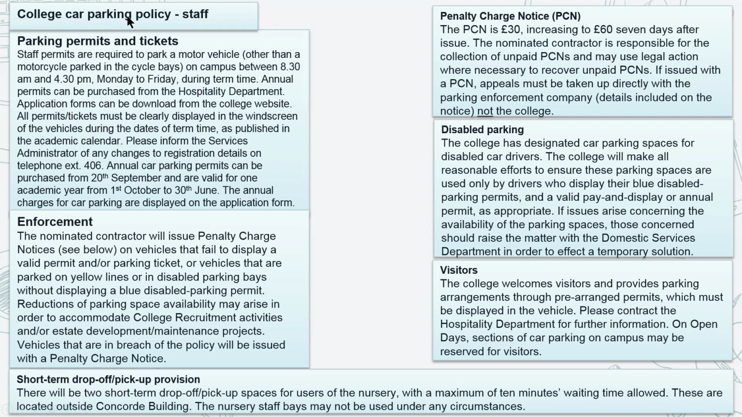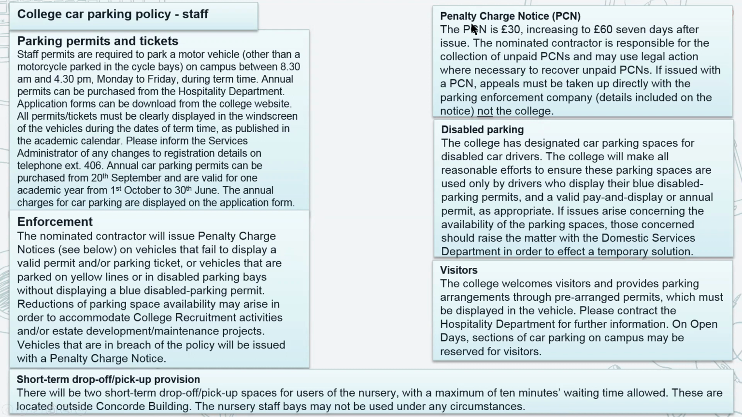So I would read the title, parking permits and tickets. Staff permits are required to park a motor vehicle other than a motorcycle parked in the cycle bays on campus between, and so on. Then enforcement, the nominated contractor will issue penalty charge notices on vehicles that fail to display a valid permit and or parking ticket. So I practically read the first 2 or even 3 sentences quickly. Short-term drop-off pickup provision. There will be 2 short-term drop-off pickup spaces for users of the nursery with a maximum of 10 minutes waiting time allowed.